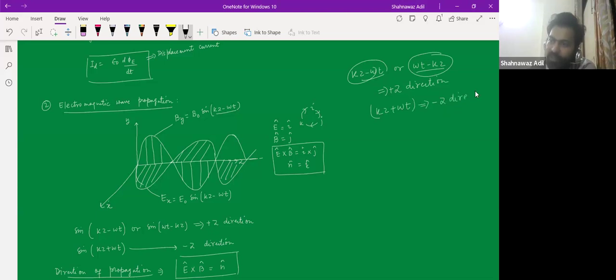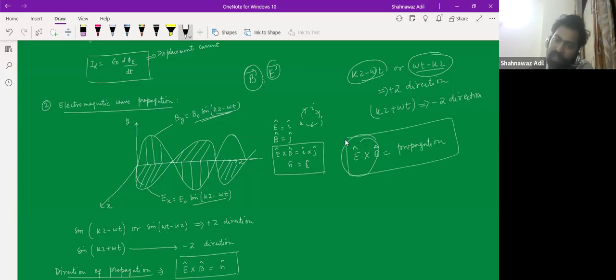So if you are given these oscillating, sinusoidal forms, you can say what the propagation is. But if you are given the B vector and the E vector, then to find the propagation you have to find the direction of E cross B. This will give you the direction of propagation, right? This thing you have learned in electromagnetic waves.